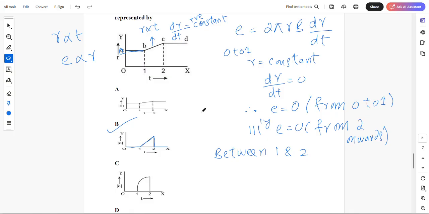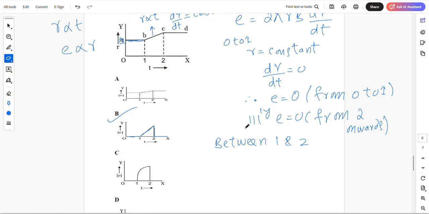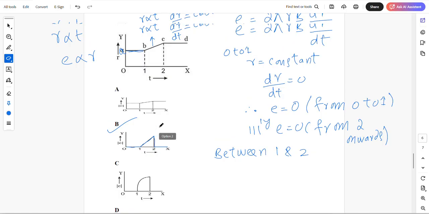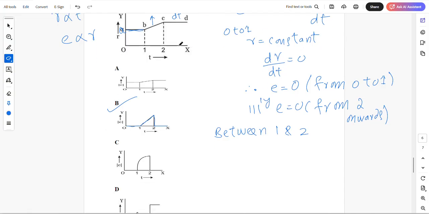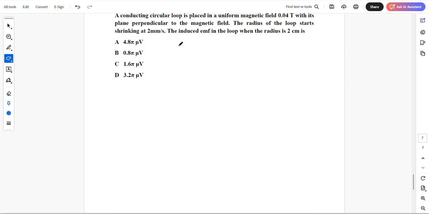Hope you have understood this one. This is a very easy sum, provided you know this. Between 0 to 1, EMF induced is 0, and from 2 onwards it is 0. Between 1 and 2 it is linearly increasing, because dr by dt is a positive constant, as there is a positive slope here. Next problem we will see.